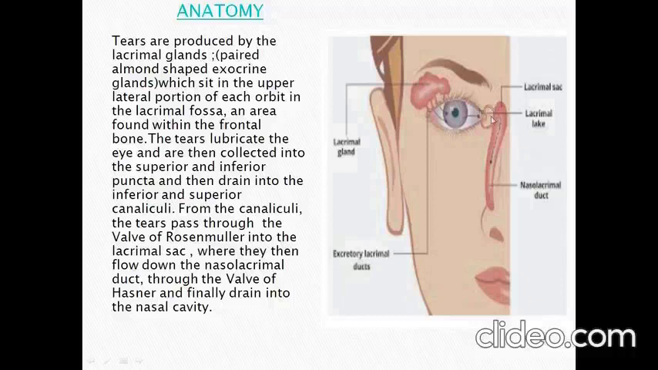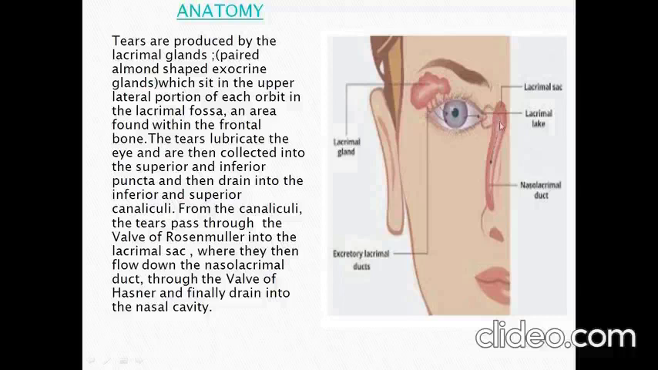This is the superior puncta and this is the inferior puncta. Okay, and then from the puncta they will drain into the superior canaliculi and this is the inferior canaliculi. From the canaliculi they will pass through the valve of Rosenmuller, here we have the valve of Rosenmuller, and then they enter into the lacrimal sac. This is the lacrimal sac.